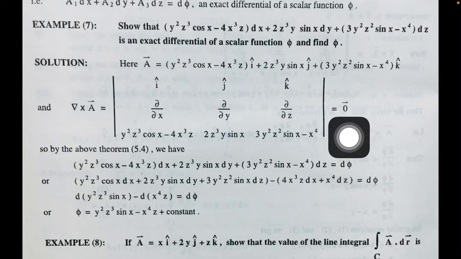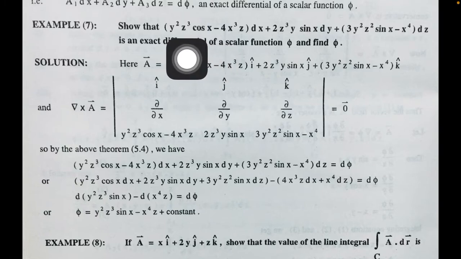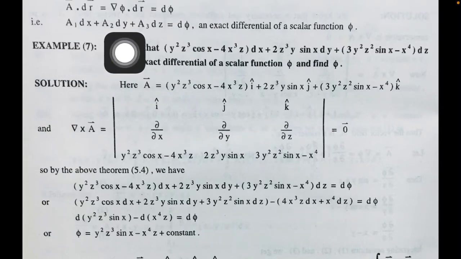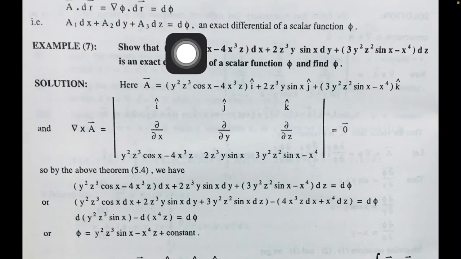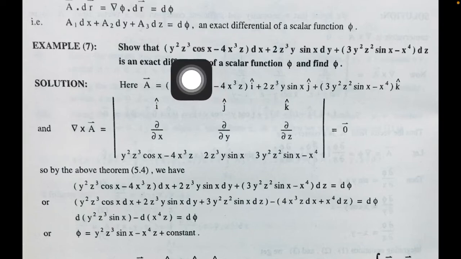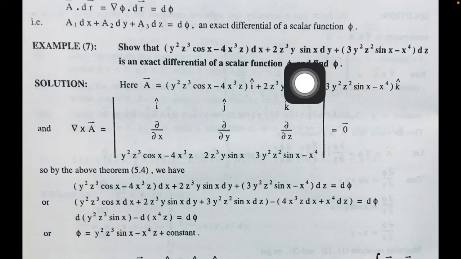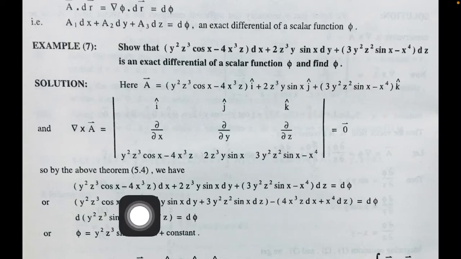So in the next step, by using the theorem, according to the theorem, A1 dx plus A2 dy plus A3 dz is equal to d phi. So that means this A vector, this whole term, is equal to d phi.